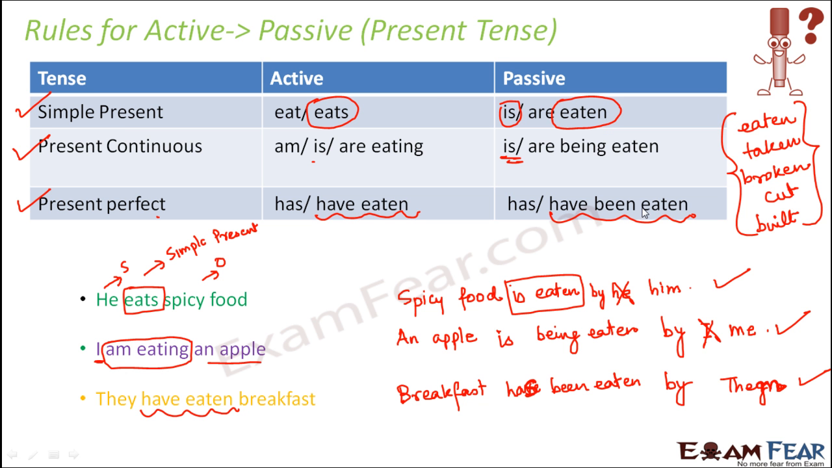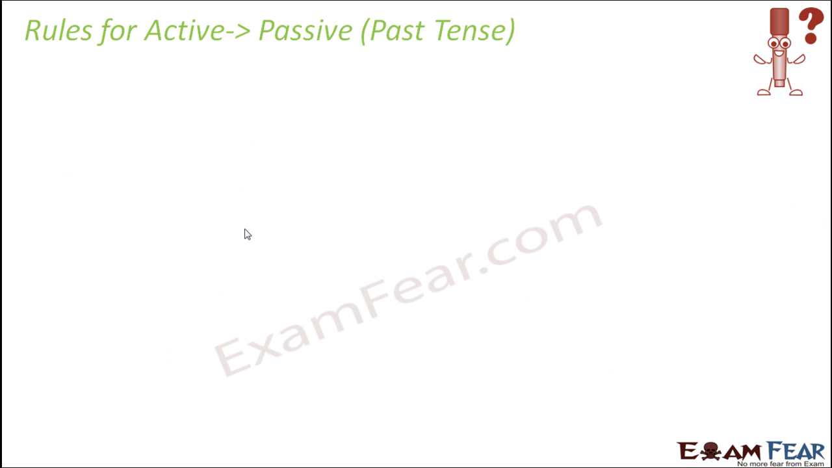Right? So basically you just need to remember these three things. So if you are able to grasp or understand this table, you are done with your active and passive voice. Because if you remember this, it is very easy to remember the past tense and the future tense. So just focus on the present tense. Okay, so now let us move on to the past tense.